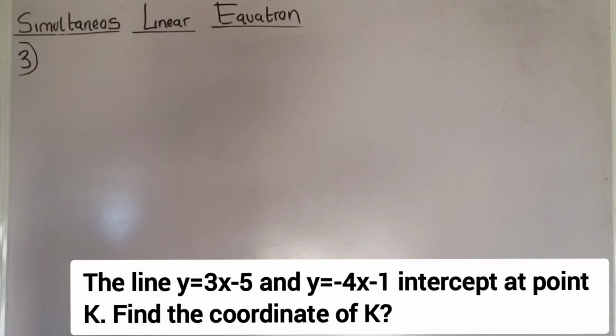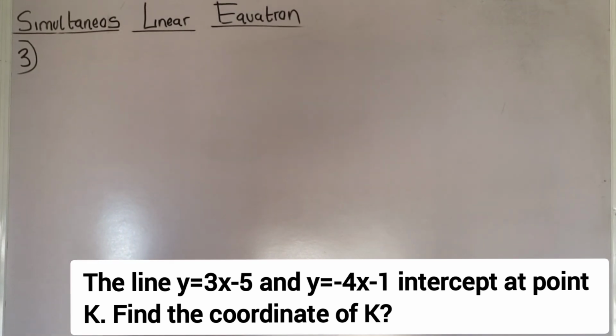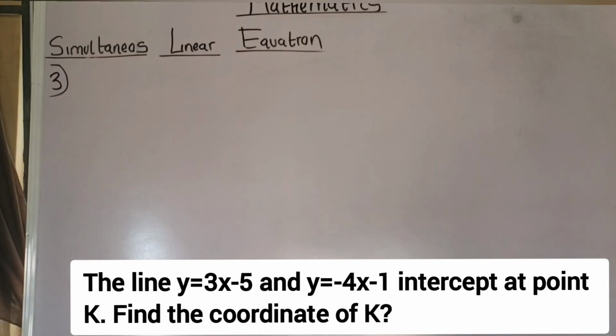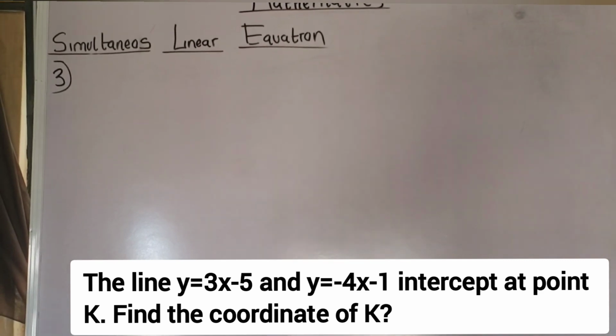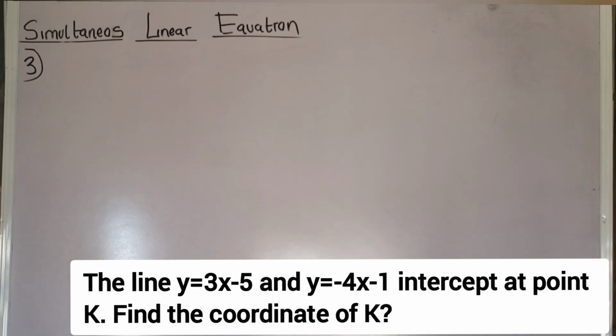Okay, let's look at the third question. The lines y equals 3x minus 5 and y equals negative 4x minus 1 intersect at a point K. Find the coordinate of K. Now, please, I want you to pay attention. The coordinate is the point where the values of the unknowns satisfy both equations. Let me just put it like that.